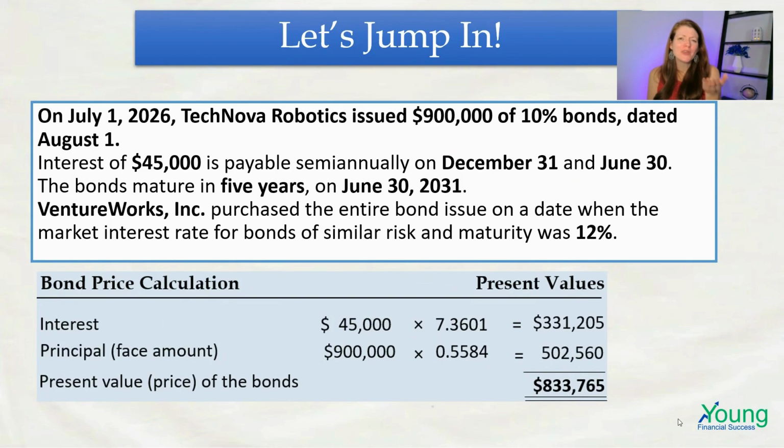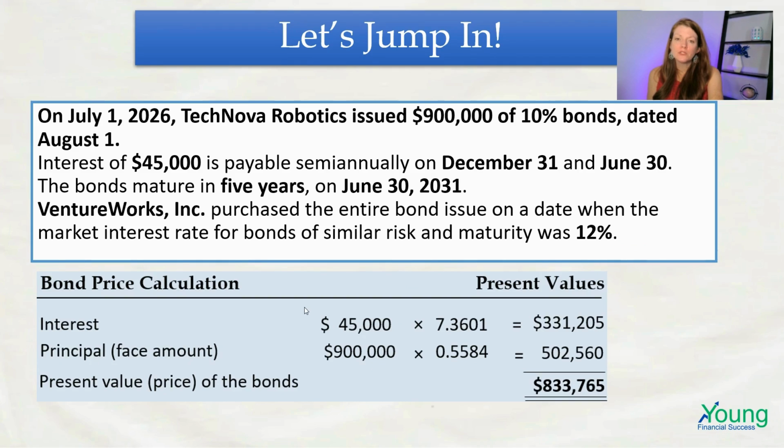We could have also calculated that ourselves, because we could have taken 900,000 times 10%. That would have given us 90,000 a year. And we divide that by 2, and it's 45,000 every 6 months, which is exactly what they're going to pay out in interest. So we have 45,000 every payment period, and they're making that payment 10 times, twice a year for 5 years.